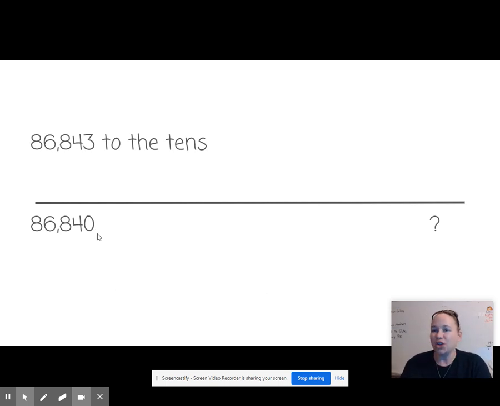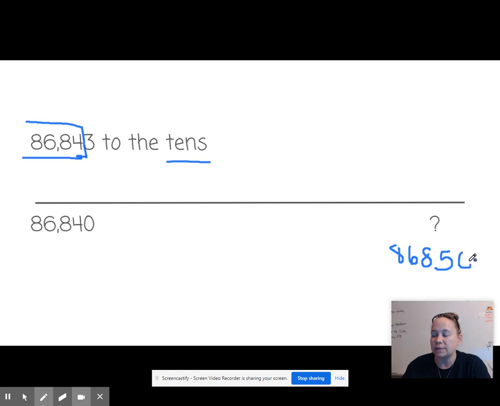Okay, so you went ahead and solved this problem. You said to the nearest tens. I'm looking at tens. That would be ones, tens. It's looking at a 4. So everything on this side of the number is going to go over here. So I have 8, 6, 8, 4, and I filled in the last digit with a 0. So what's going to come next? 8, 6, 8, 5, because 5 comes after 4, and I need a 0 in the ones place.